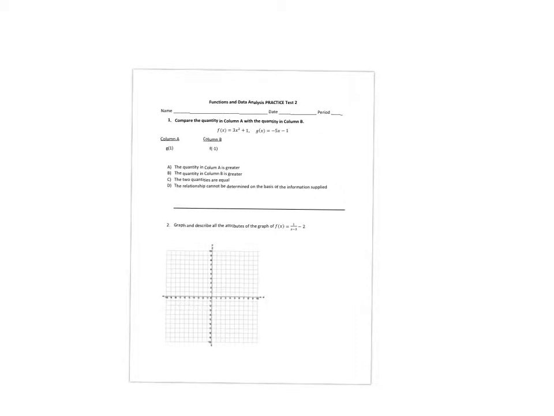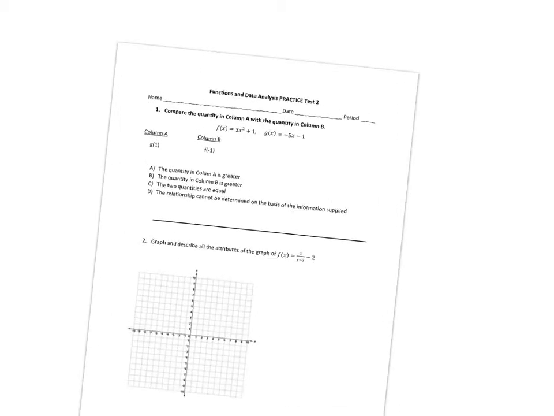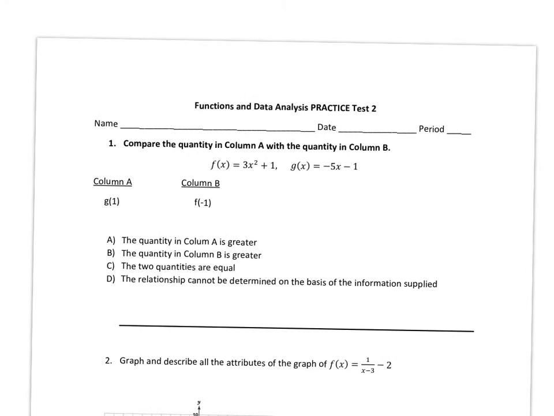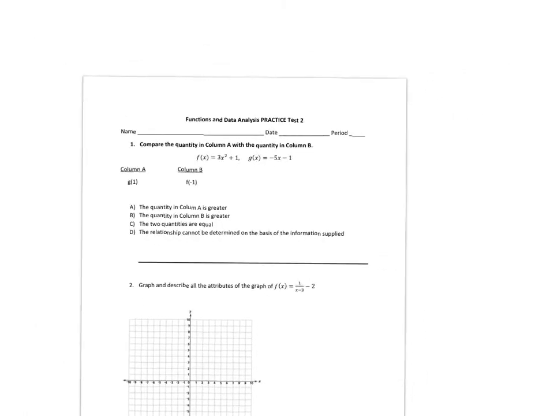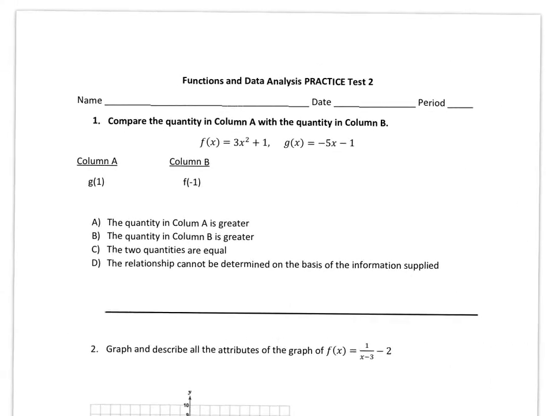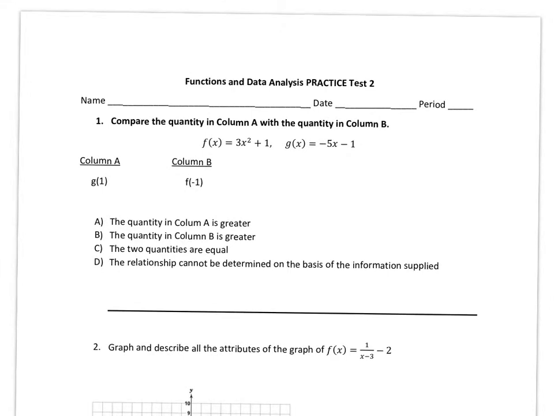Okay, so this is practice test number 2, and I am going to work on number 1 first. So it looks like this. It says compare the quantity in column A with the quantity in column B. We have two functions, f of x and g of x, and basically we're looking at column A and column B.